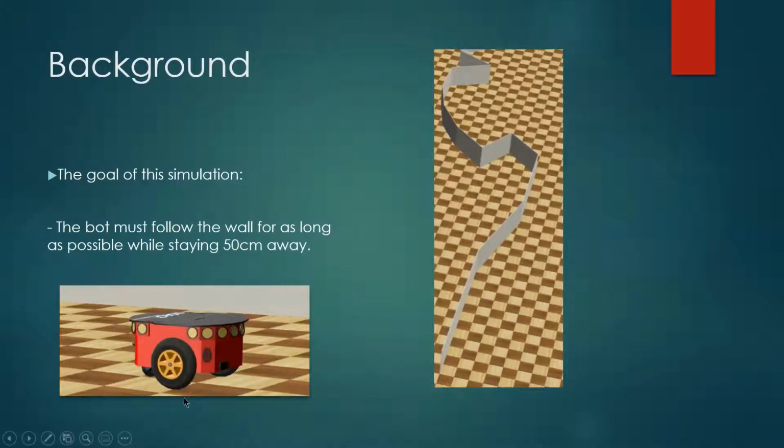So the goal of this simulation is to have this bot drive along this jagged wall for 1 minute while maintaining the requirement of 50 centimeters away from the wall as long as possible. If we look at the bot, we can see that there's a layer of sensors on top of two motorized wheels and a support wheel.